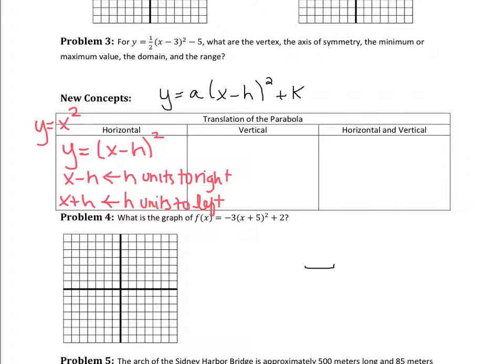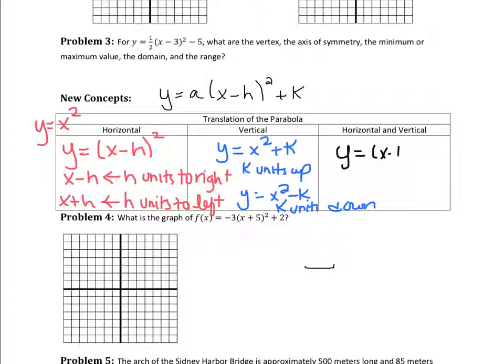If I'm doing the vertical translation, we're adding a value to x squared or subtracting a value. So if it's y equals x squared plus k, we go k units up. And if you subtract k, you're going k units down. So that's the vertical translation. Horizontal and vertical together would look like this. You have both an h and a k. The h is the horizontal slide, and the k then gives you the vertical slide.